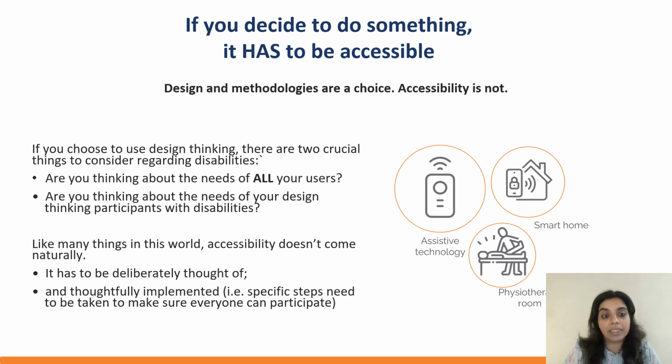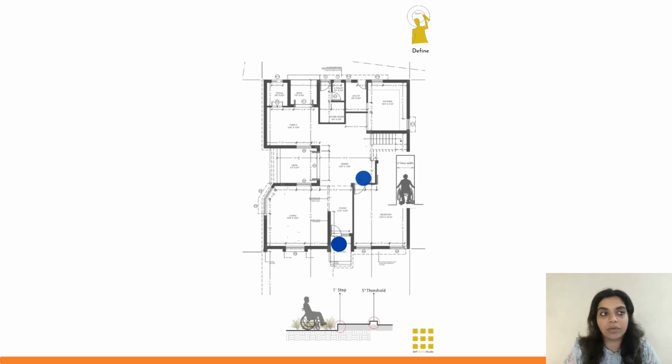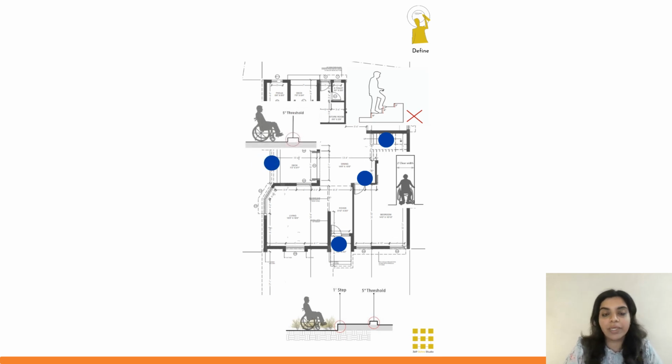And that's why these two critical questions keep coming into play: are you thinking about the need of all your users, and are you thinking about the need of your design thinking participants with disabilities? We very much believe that it has to be deliberately thought and implemented as well. So we got down to our drawing boards and started picking on every small aspect. When you consider a journey of a user in the space, what were those problems? And we started defining each of these problems.